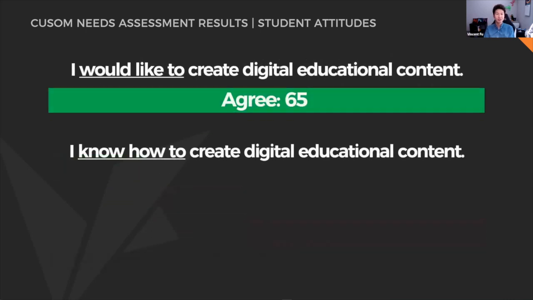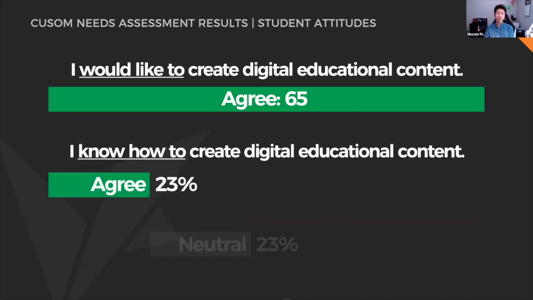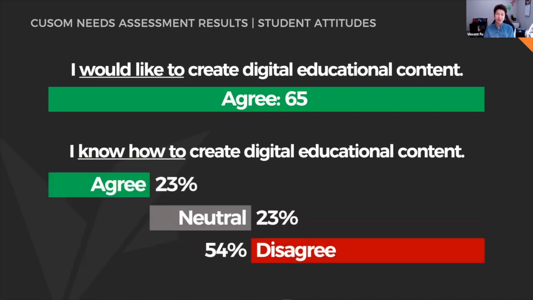So taking the data one step further, of those half that said they would like to create them, how many of those students actually know how to create that? Of those 65 respondents, over half said that they would like to, but don't know how. And this red bar represents the gap in our medical education that we sought to address.